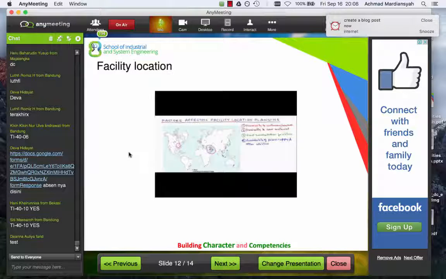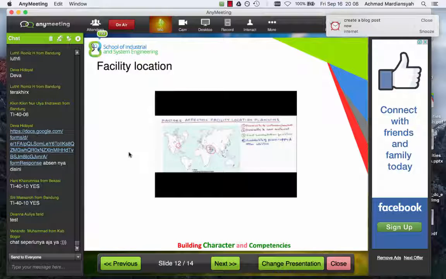And then the next topic is about facility location. So previously we talked about facility layout, in the assumption that the location is already there.